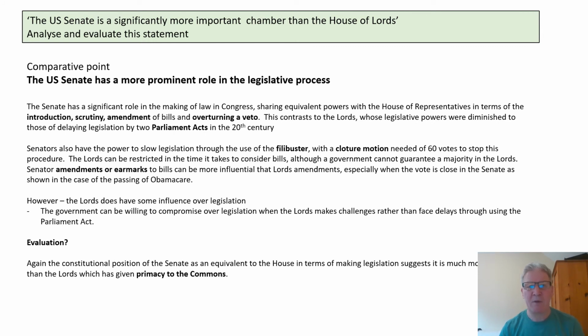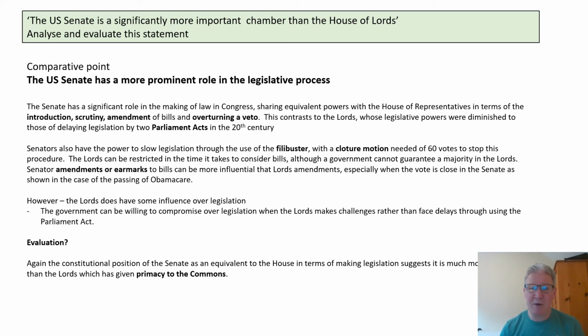Okay, third point. And now we're looking at the legislative function. The Senate has a significant role in making laws, the equivalent of the House of Representatives in terms of the introduction of bills, the scrutiny and amendment of bills, the capacity to overturn a veto. You compare this to the Lords, whose real legislative power was diminished by the Parliament Acts to that of delay. Senators can delay legislation through filibuster and requiring a cloture motion of 60 votes. The Lords can be restricted in the time it has to consider bills, though the government can't guarantee a majority, which means that there is a slight similarity there.